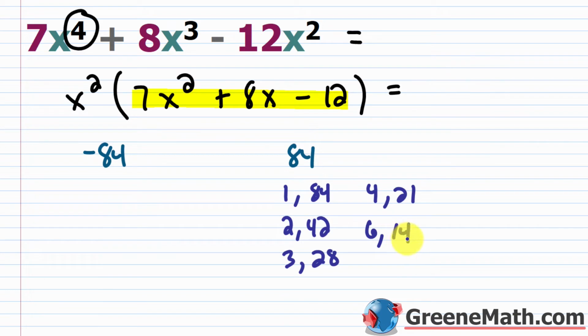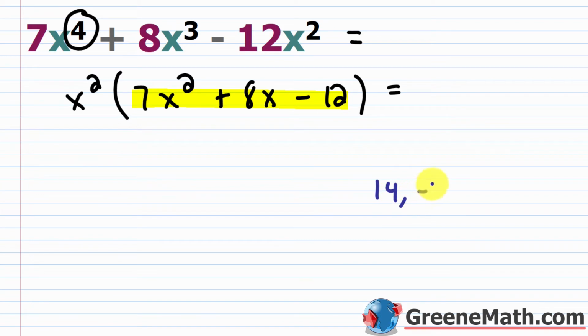Remember, I said the larger one in terms of absolute value had to be positive. If I do 14 minus 6, or you could say 14 plus a negative 6, that would give me positive 8. And then 14 times a negative 6 would give me the negative 84. So that's exactly what I want. I want 14 and I want negative 6.